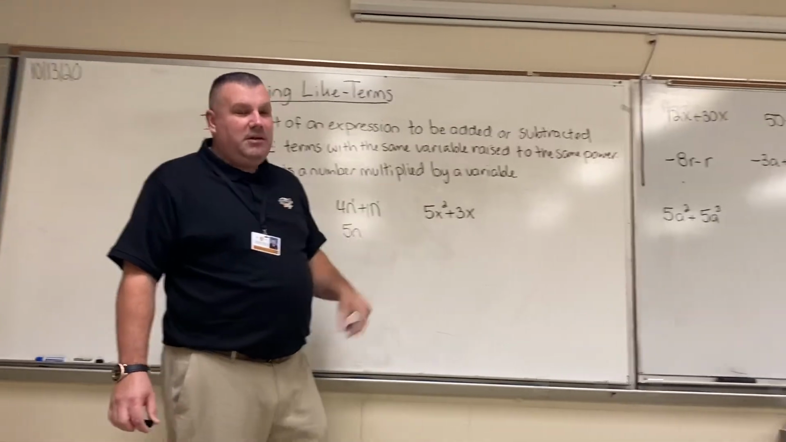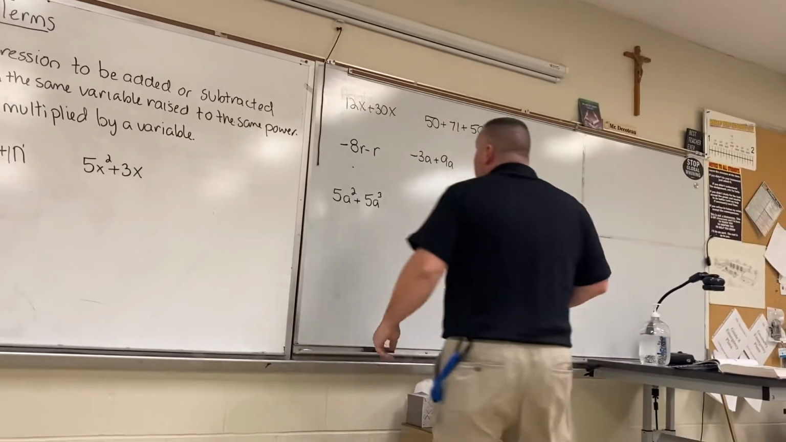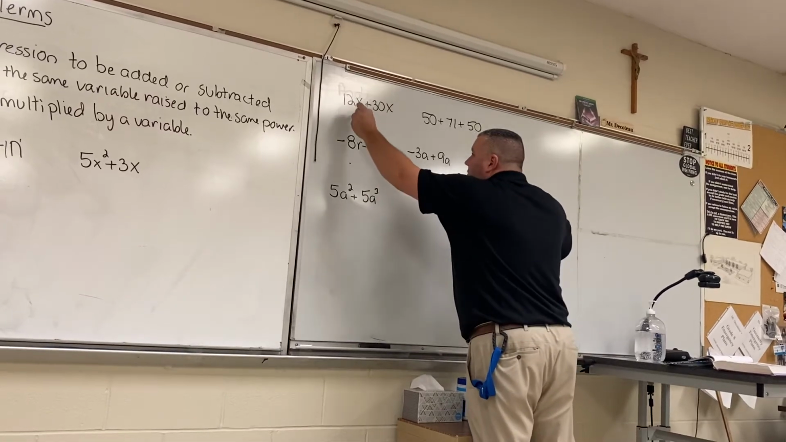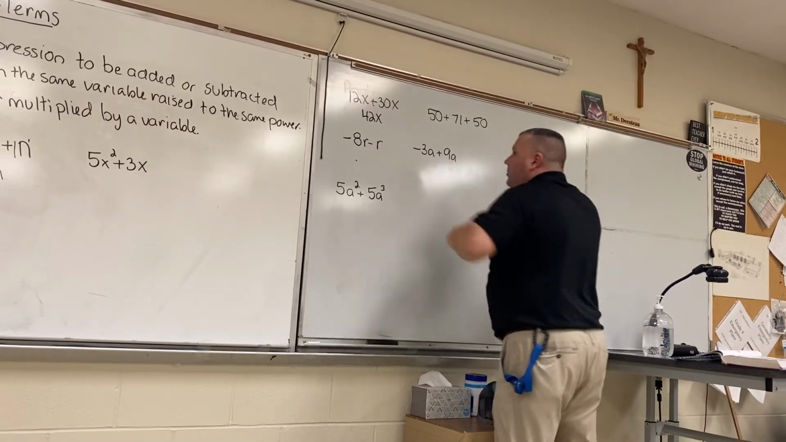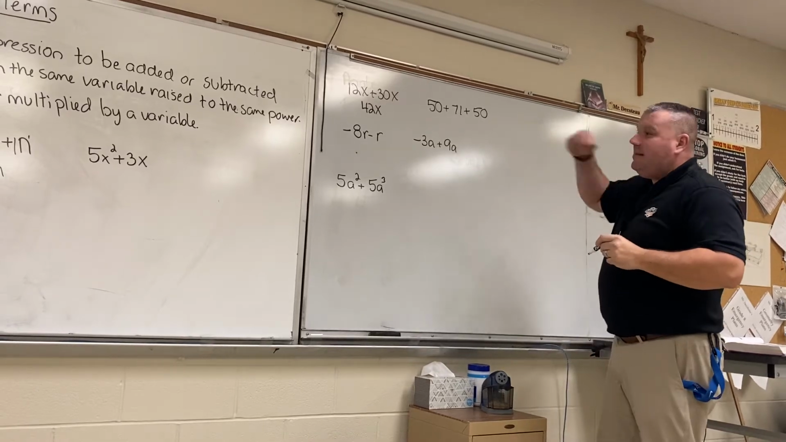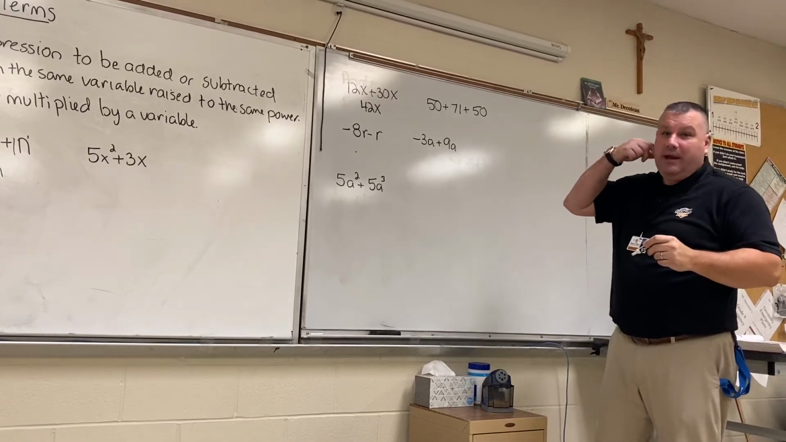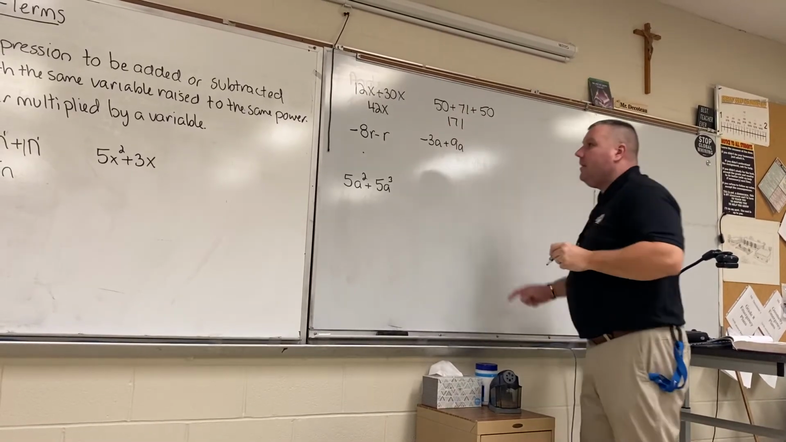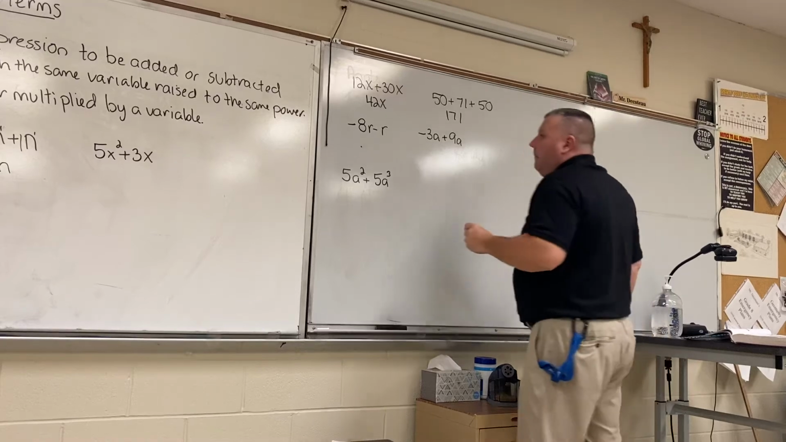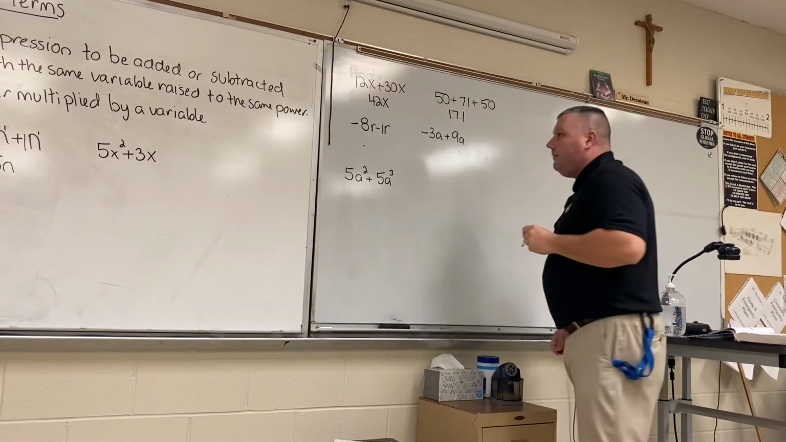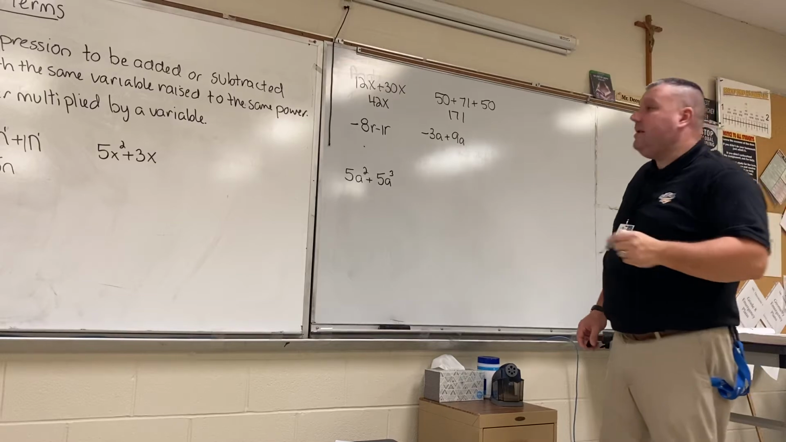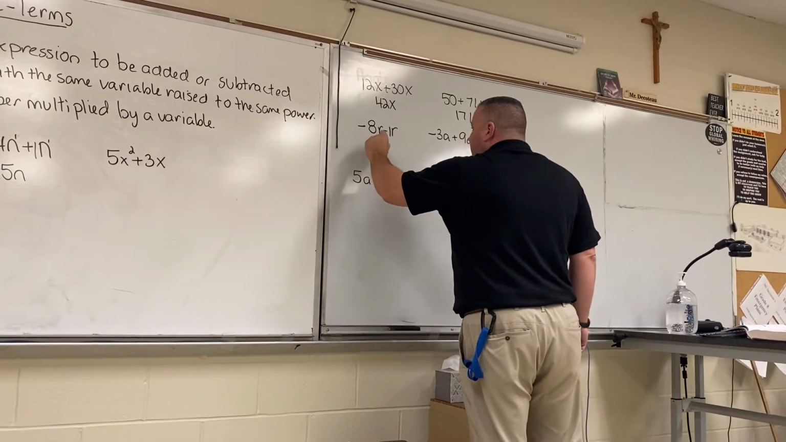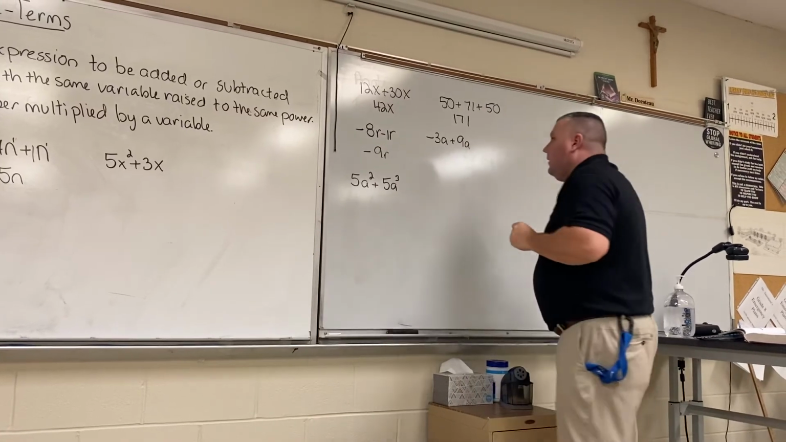Let's take a look over here to your right, and we can see here we have 12x plus 30x. We are able to add those or subtract those, so this would just end up being 42x. Okay, anything that does not have a variable here is considered a like term, so this would just end up being 171. You have negative 8r minus r. Remember that there's a 1 here in front of that, even though it is understood, even though there is not a number there. So negative 8r minus 1r is a negative 9r.